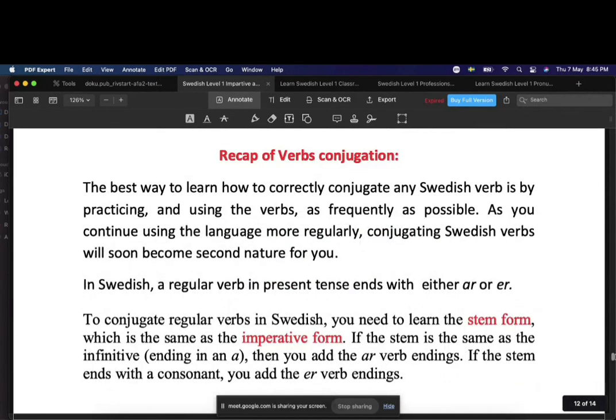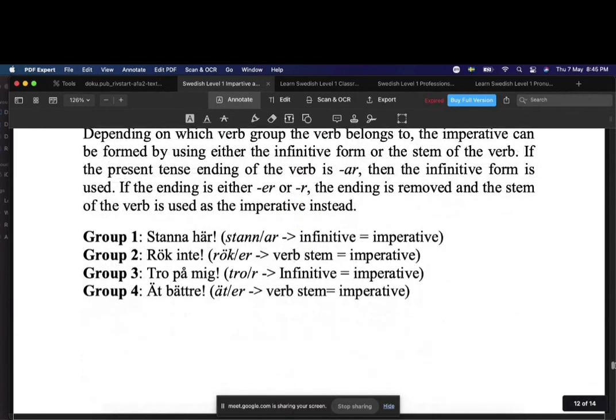The recap of this lesson is here. Here you have group one. "Stanna" is the imperative form. Stay here. Maybe this is an order. If you want to make a normal statement, you make the present tense: "Stanna" becomes "stannar". "Jag stannar här": I stay here. This is just information. If you use "Stanna här", that is an order. Maybe that is best. It depends on your tone, your voice tone.